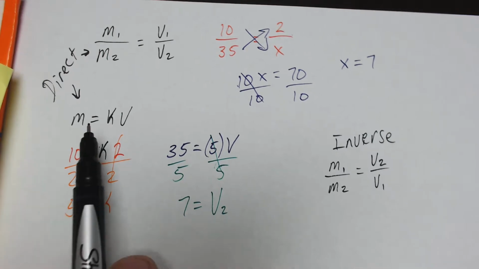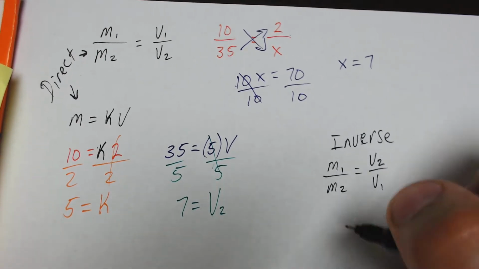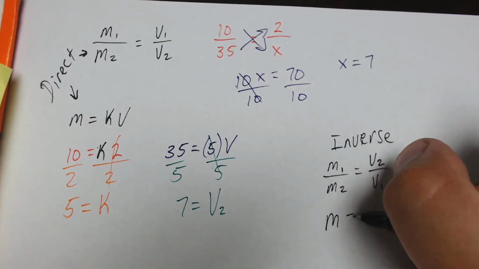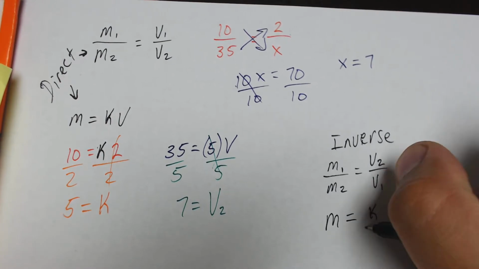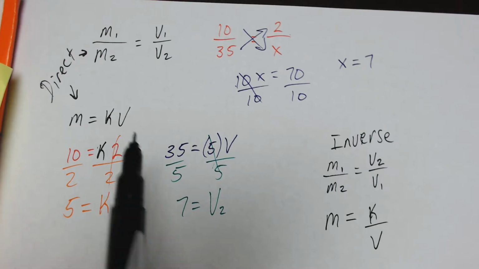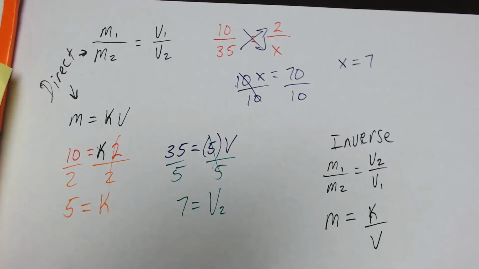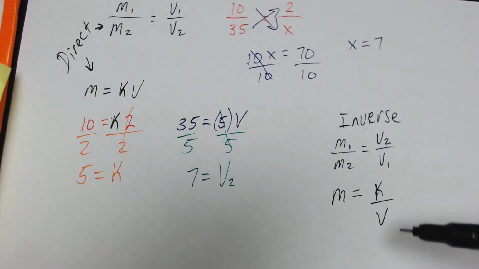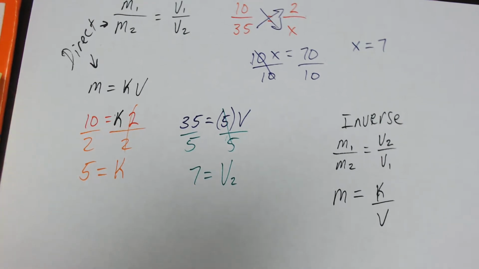If we were going to do the same thing with a scale factor, the equation would be mass is equal to the constant divided by volume, right? So instead of volume being in the numerator, we move it down to the denominator. So this is inverse variation, and this is how the formula changes. Now let's go ahead and apply this to a problem.